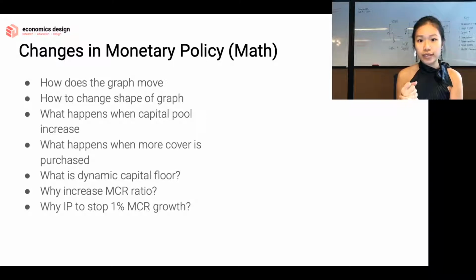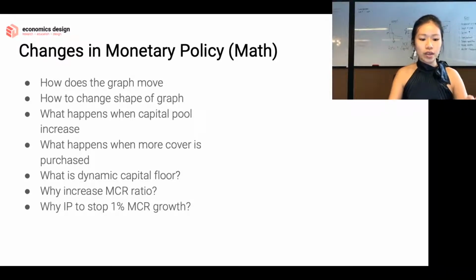Why do we want to increase the MCR ratio? So as Nexus started, they increased the MCR by 1% every single day. And why is that done? And also, why is the improvement proposal that was just approved about 24 hours ago, why did they want to stop this 1% MCR growth? So all these questions are related to the monetary policy or the token policy of NXM. And I want to answer them.